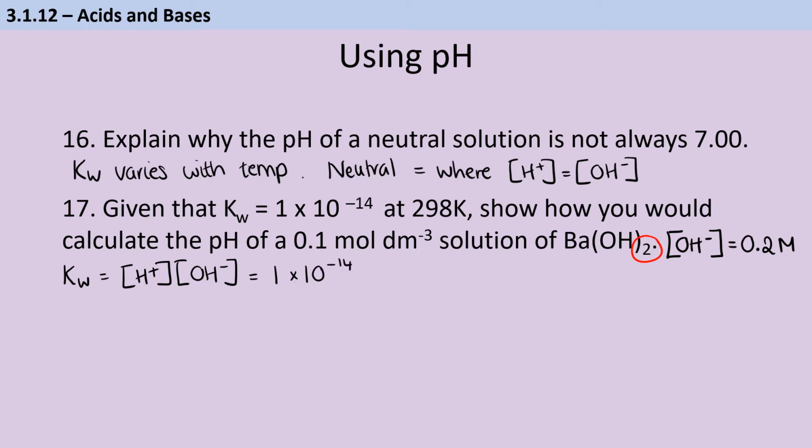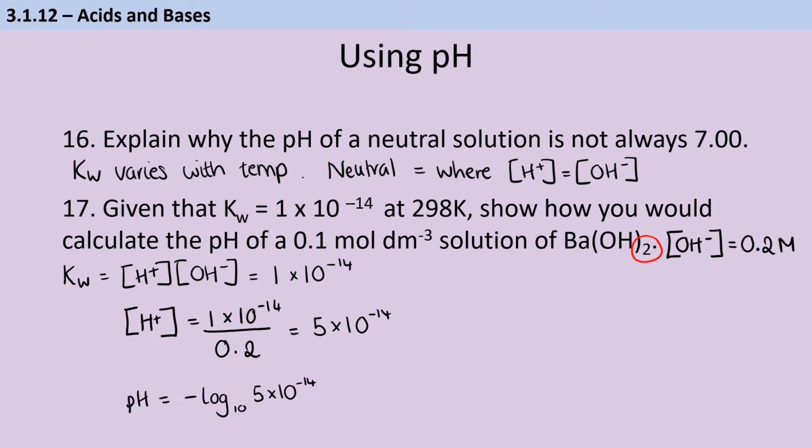Now, since we know what the product of those two concentrations is, and we know what the concentration of the hydroxide ions is, we can rearrange this equation to find out what the concentration of hydrogen ions is. So I rearrange that equation, and that tells me that the concentration of hydrogen ions is 5 times 10 to the minus 14. And then to work out pH, I need to take the negative log base 10 of that hydrogen ion concentration, which gives me a value of 13.30.